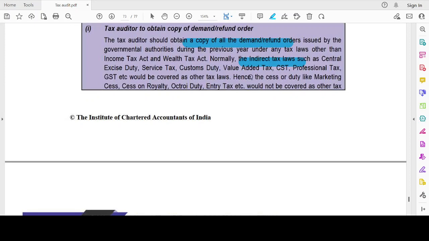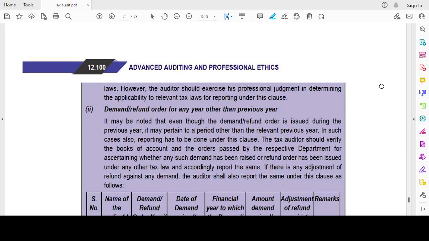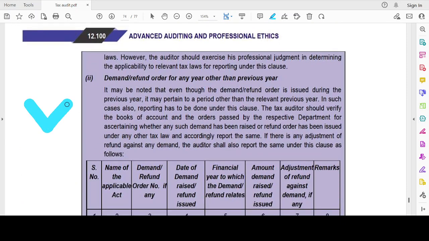Cess or duty like marketing cess will not be covered as tax. Refund order for any year other than the previous year. It may be noted that even though the demand order is issued in the previous year, it may belong to a period other than the relevant previous year. In such a case, also, reporting has to be done under this clause. This could be an MCQ or could be a 4-mark question. One part could be like this: even though the notice is issued during the current year, it belongs to some other period. Whether to report? The answer is yes, report.